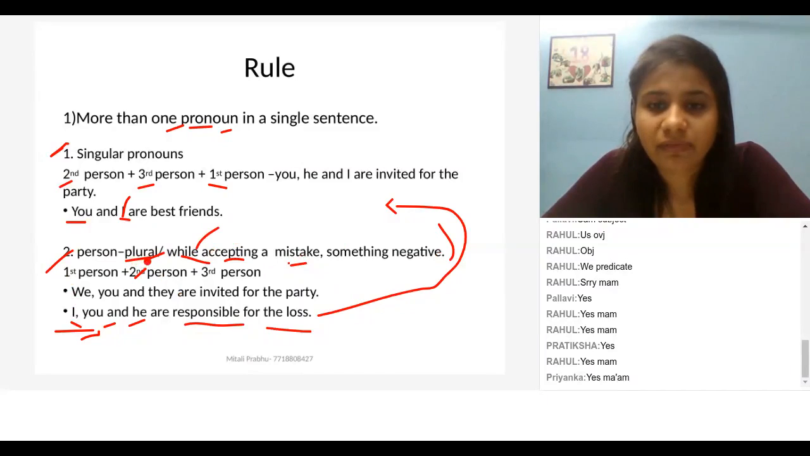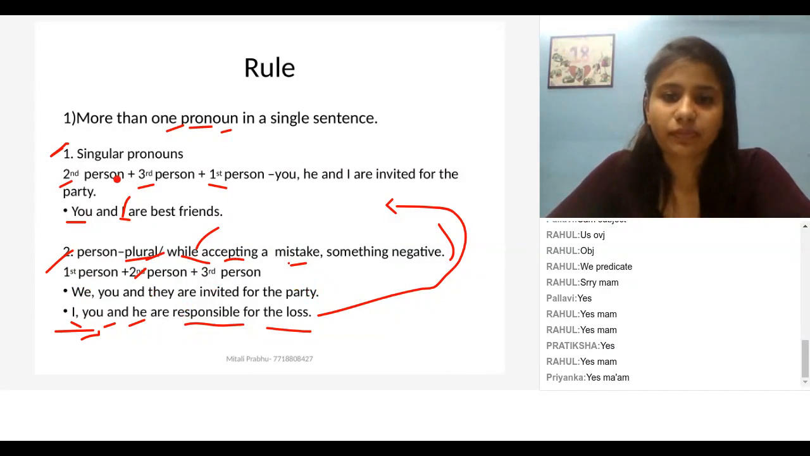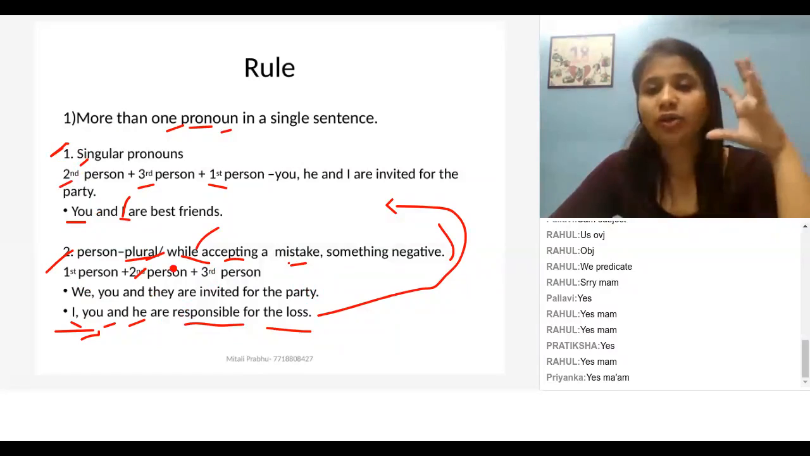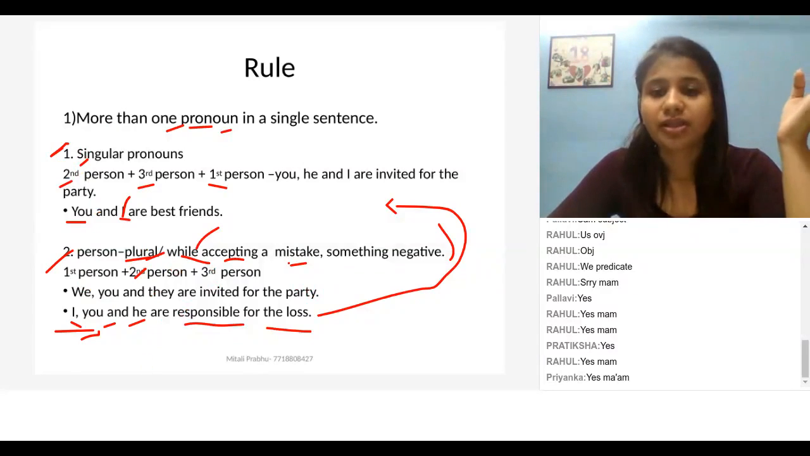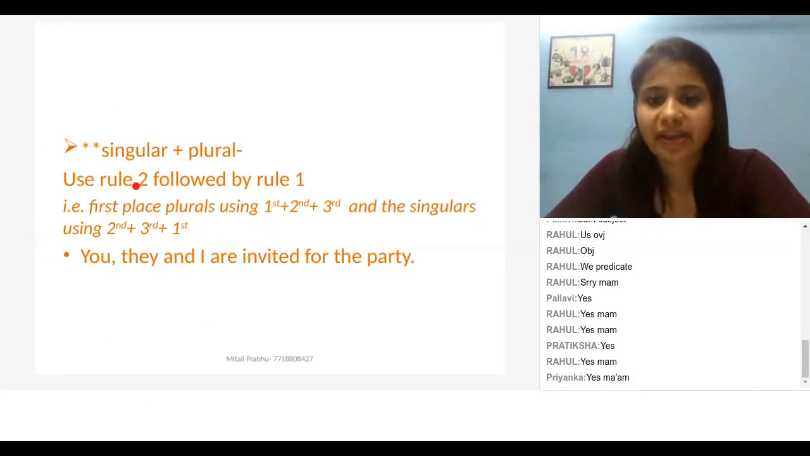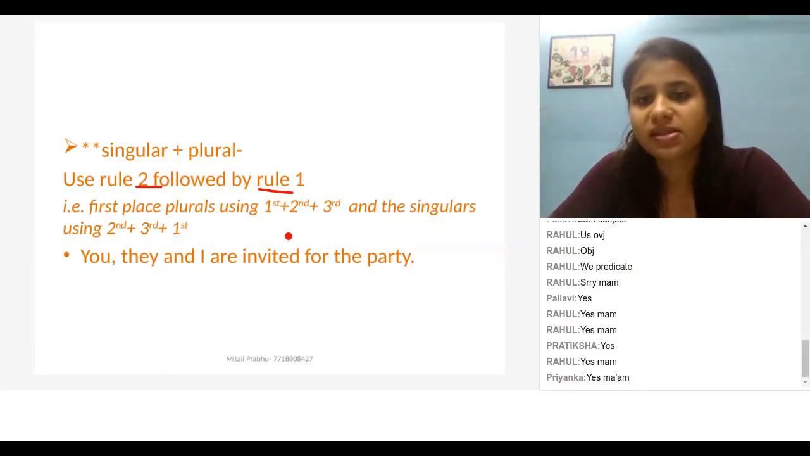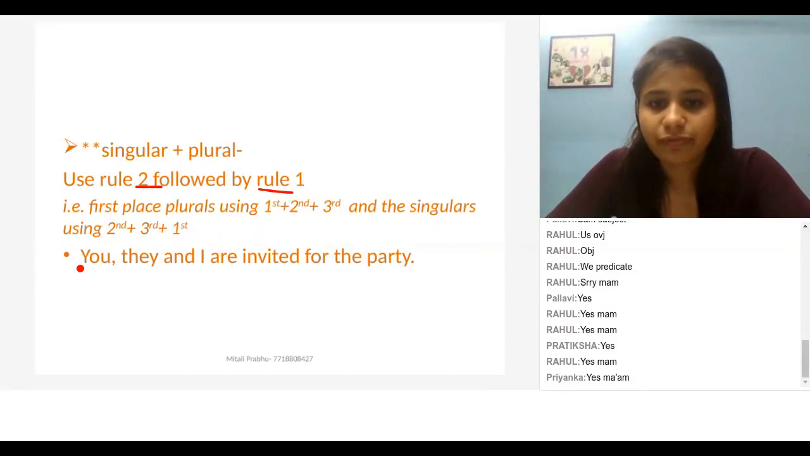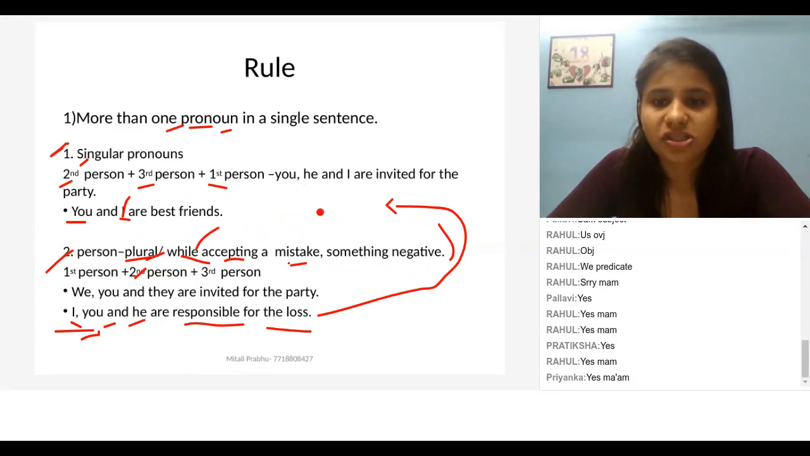And when the pronouns are plural, you have to put them in first person, second person, and third person. That is, "we, you, and they are invited for the party." Now this is if your pronouns are all singular or all plural. What if you have a mixture of singular and plural? Then you first apply the second rule followed by the first rule. That is, you first place the plural pronouns, then you place the singular pronouns. So if you have you, they, and I, then you first place the plural and then place the singular. You just need this when you have to arrange the sentence.